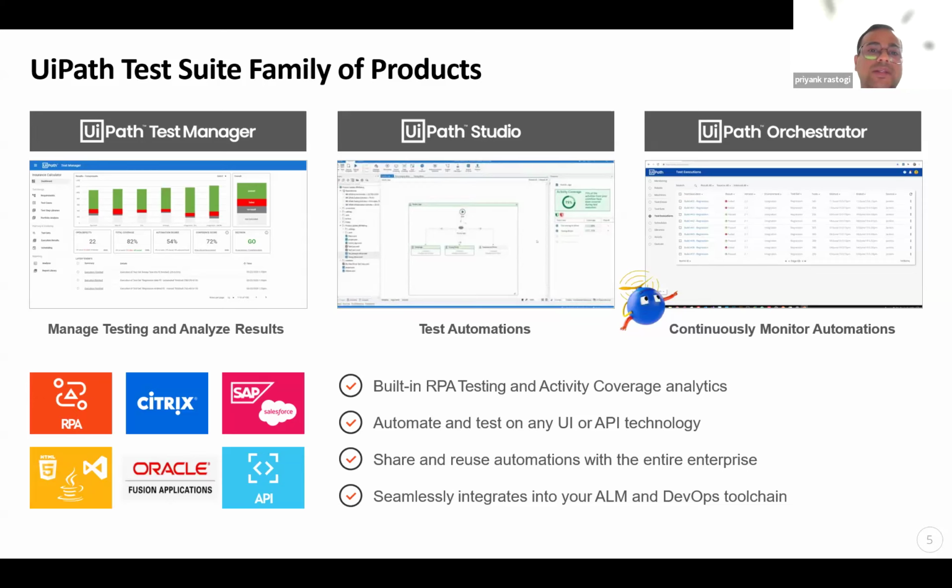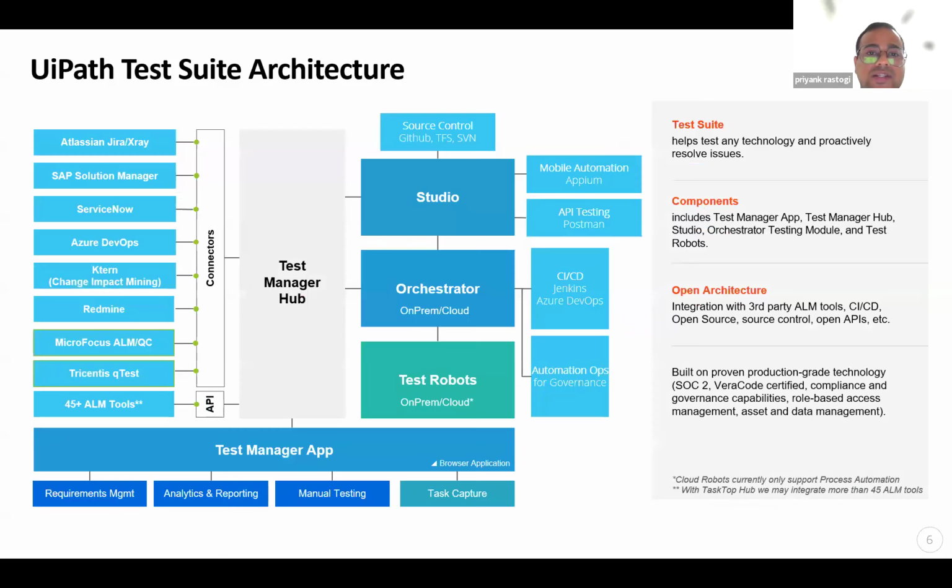So that's the introduction of Test Suite, and we will slightly see the architecture of it. All the components we discussed: Studio, Orchestrator. The fourth one is Test Robots, where the test automations will run. Right now, those who are aware of the RPA bots use attended robots, unattended robots. So this test robot is different. For testing, there will be an additional license, additional resource required to run these test cases. So in total we discussed 4 components, plus the Test Manager: Studio 1, Orchestrator 2, Test Robots 3, Test Manager application 4.